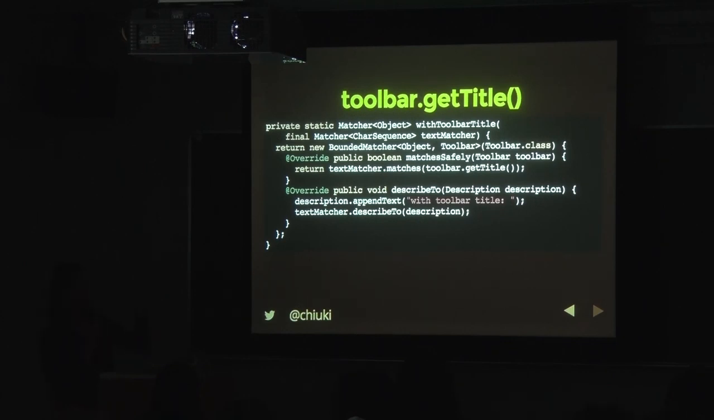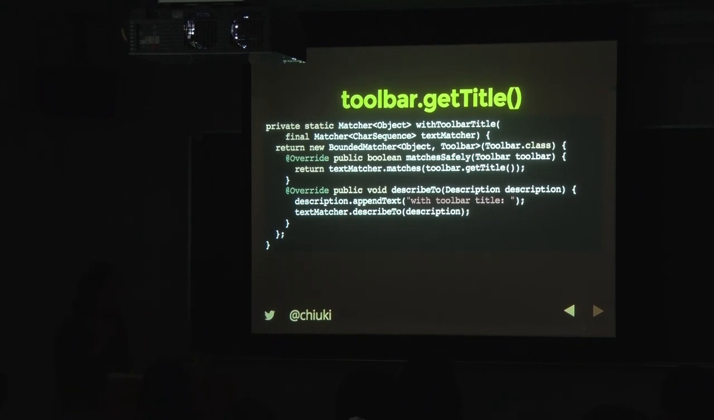It's a little bit dense, the code, but the important part here is to pay attention to the new bound matcher method. So we are overriding the bound matcher, meaning that I want to make sure that the type matches. And the type was given in the little angle brackets that says toolbar. So I want to be matching a toolbar. And once I am matched with a toolbar, I also want to make sure that the title matches. That is done in the matches safely function.